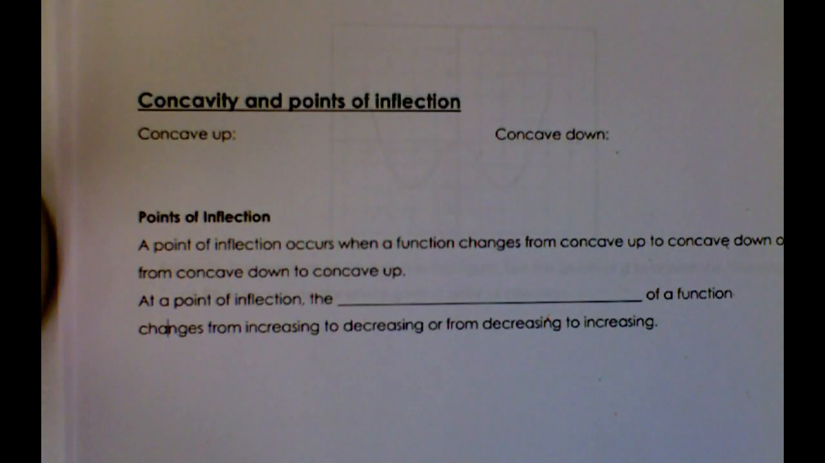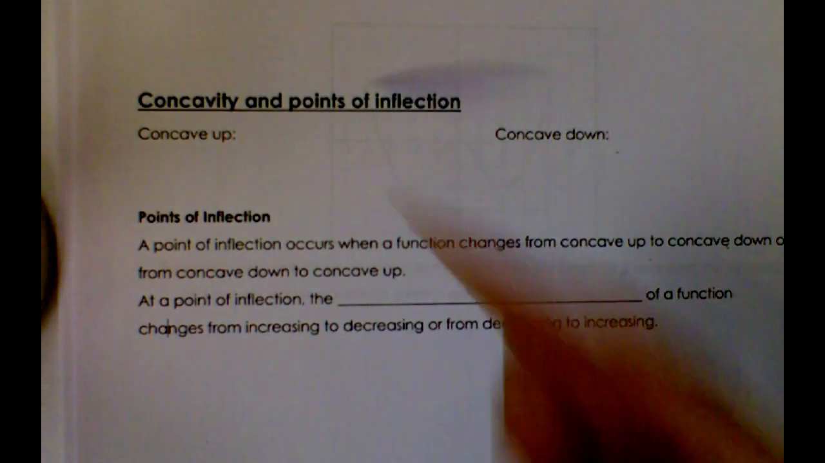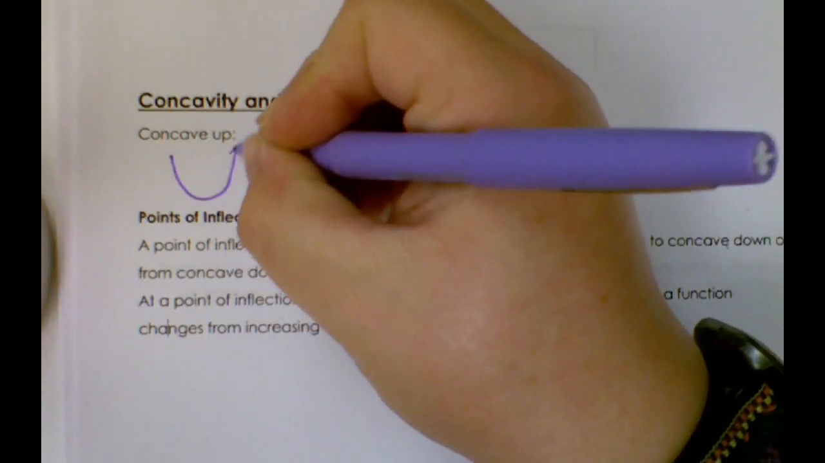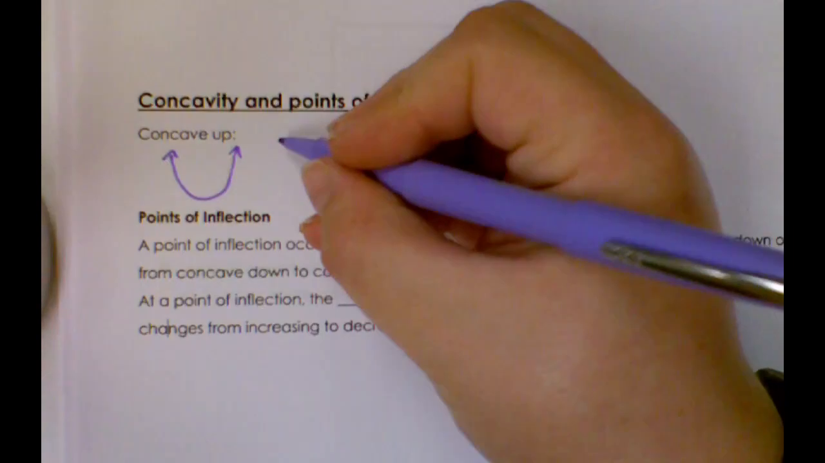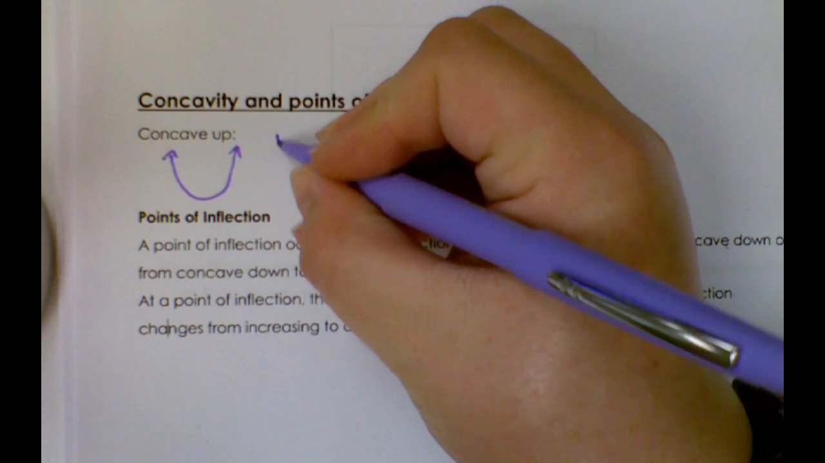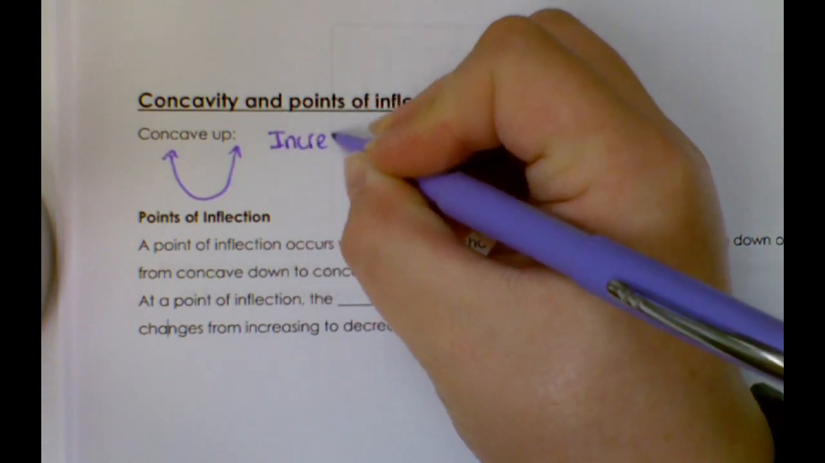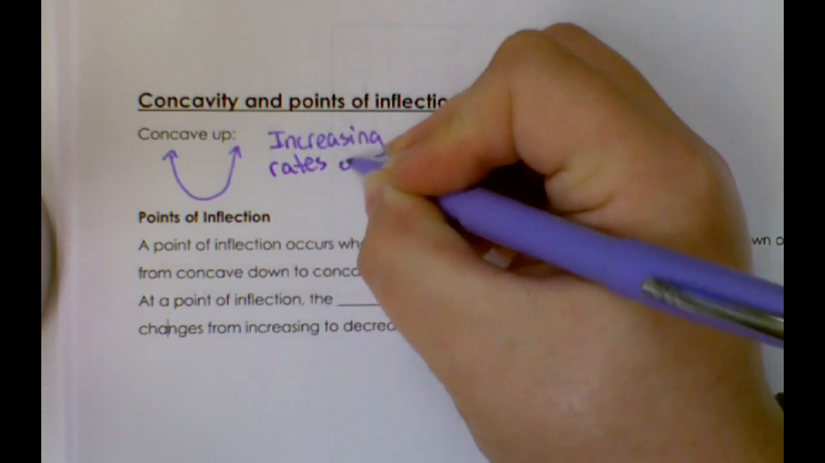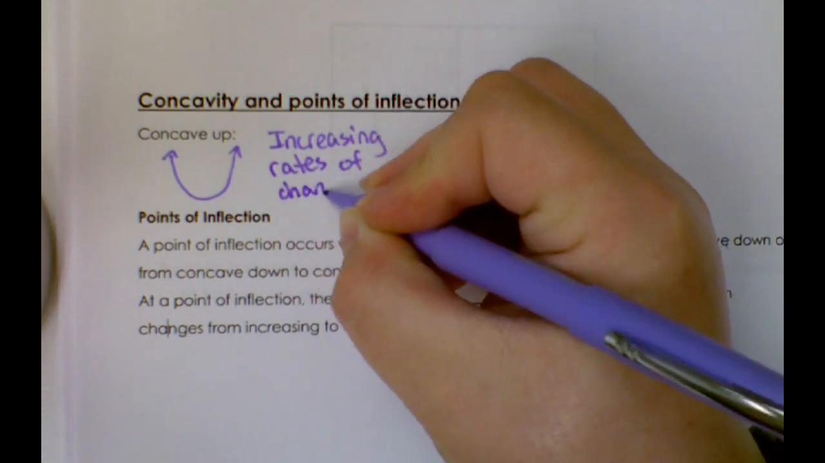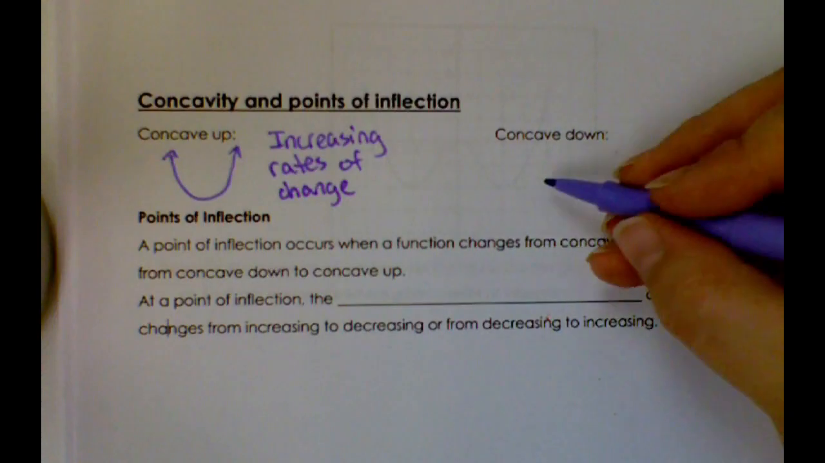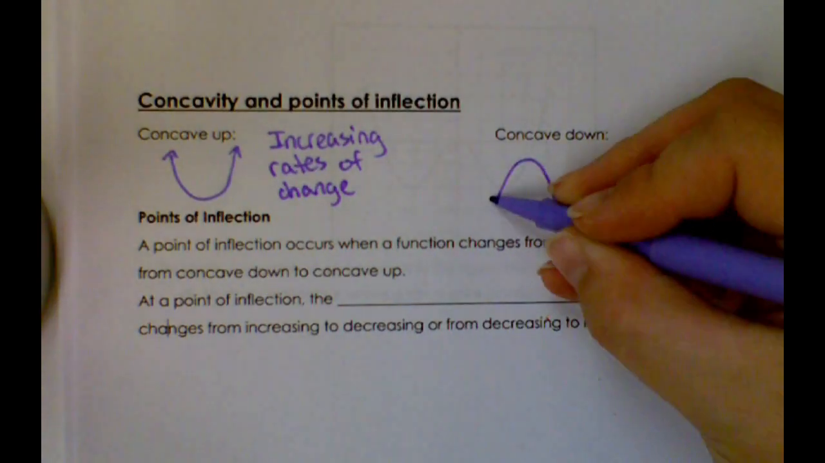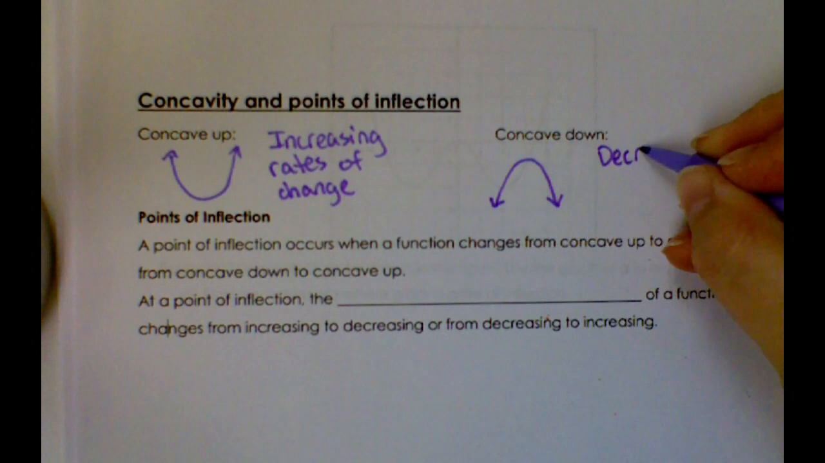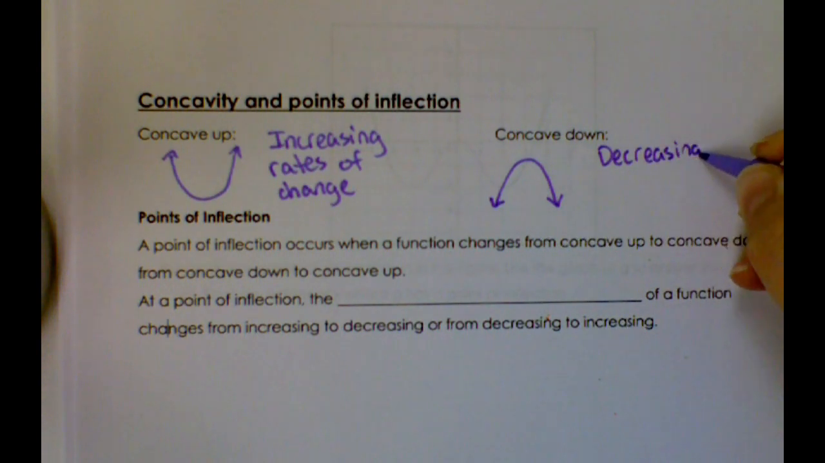All right, finishing up section 2.2 here. We've already started talking about concavity. Remember, when a graph is concave up, it's got a curve kind of like that. And when a graph is concave up, it has increasing rates of change. So a graph being concave down is going to look something like that. And that is when your graph has decreasing rates of change.